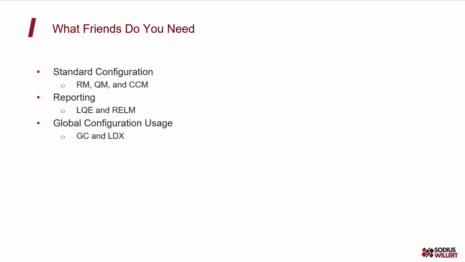There are a few more types of things that we might make some decisions on. If we want to do reporting, we're going to make a connection from LQE, which is basically our reporting index, as well as Realm, to be able to do engineering insights reports. And then if we happen to be using global configuration, you'll also see some connections to GC, as well as LDX, which is our discovery index.